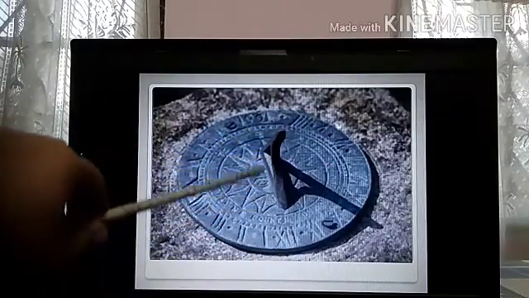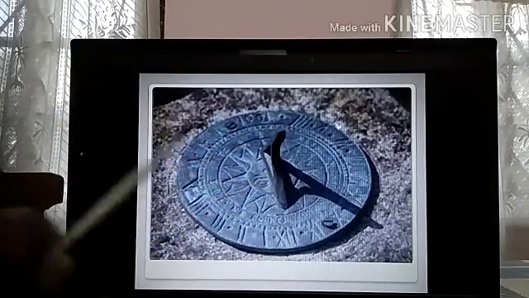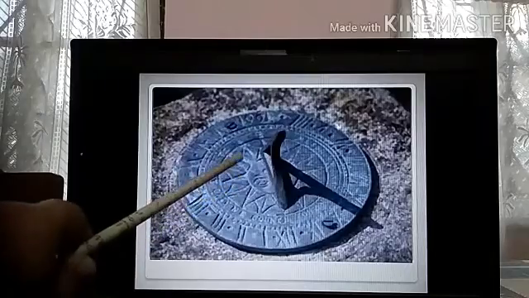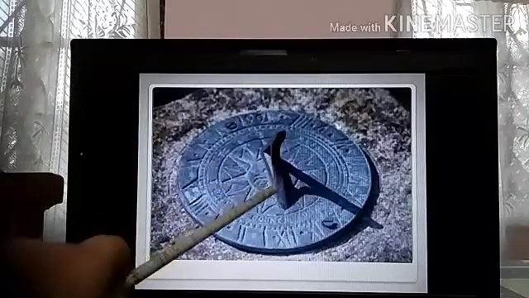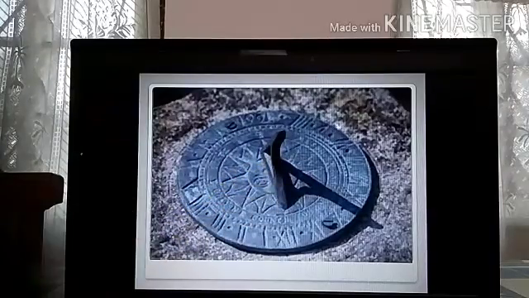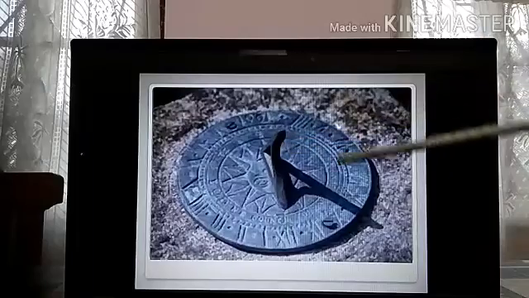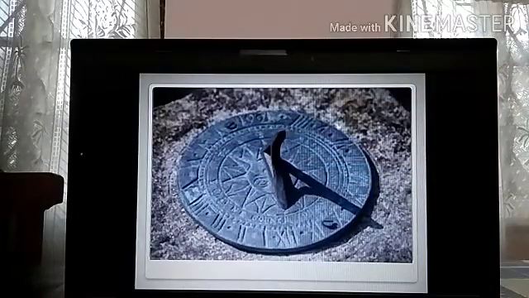Now you can see it is a kind of a stick. When the sun rays fall on the stick, what will happen? On the opposite side of the stick, the shadow of the stick is cast. As you can see, this is the shadow of this stick, which is cast when the sun rays fall on the stick.